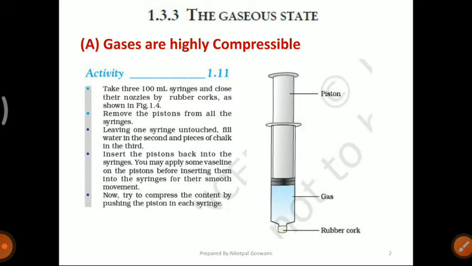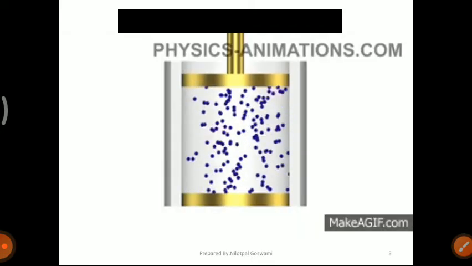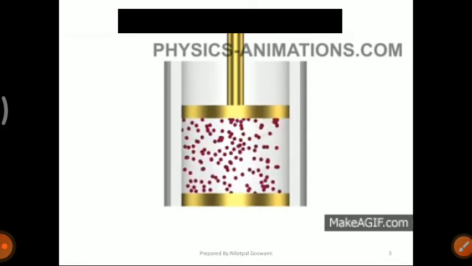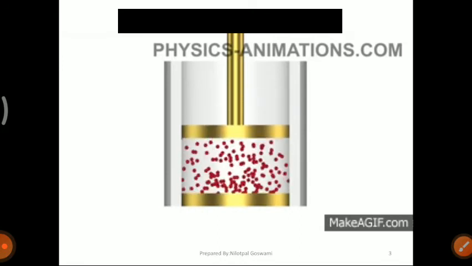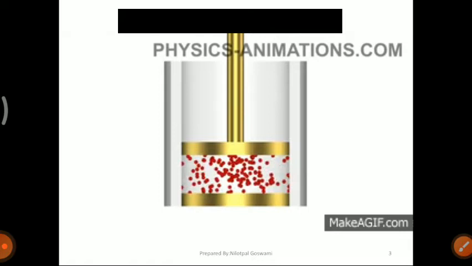If we try to look at a similar experiment, let's have a look at this animation where you can understand better. See, these blue dots are gas particles, and this is the movable piston, and when we keep on compressing it, we can compress it till the spaces between the particles are almost similar to the spaces between the particles of liquid. That means gases can be compressed and changed into liquid.